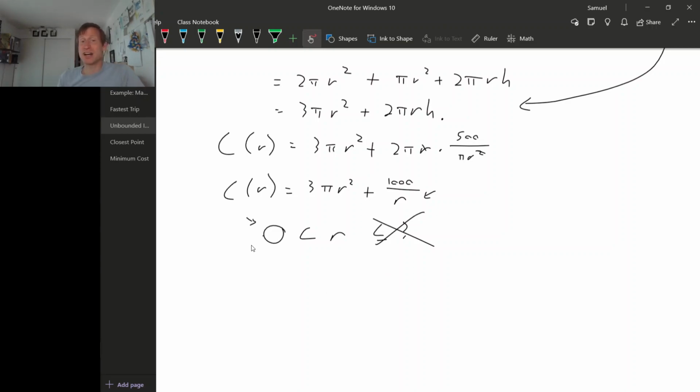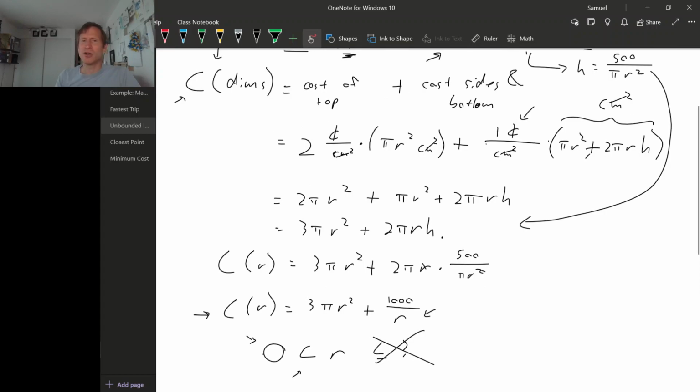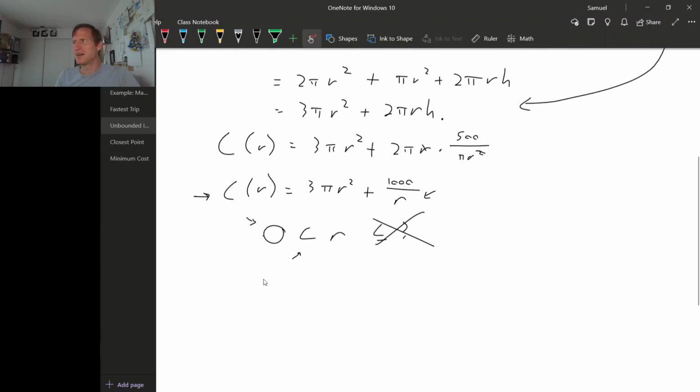So in this situation, our domain is not closed, because it doesn't include its endpoint. This isn't less than or equal to. Also, it's not finite, because going in the positive direction, this domain stretches out to infinity. So when we go to find the minimum value for this cost function, if we find a local minimum, we're going to have to think carefully to really convince ourselves that the local minimum is an absolute minimum.